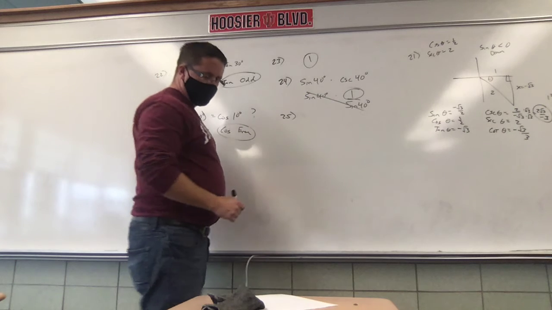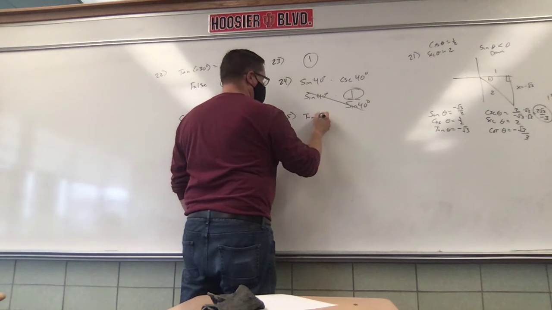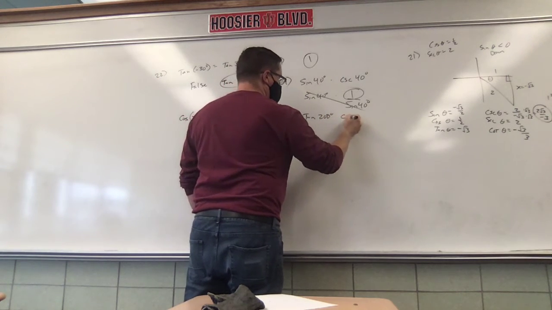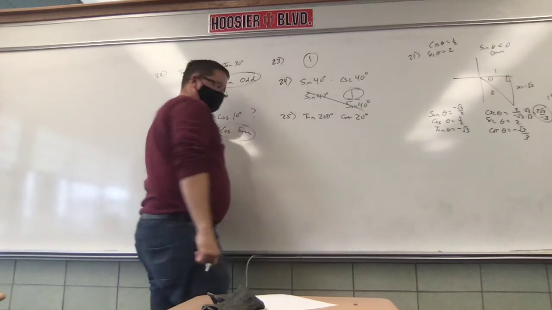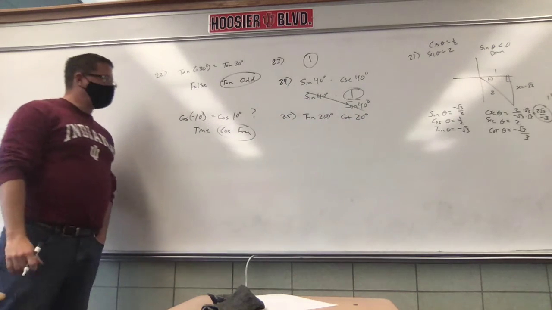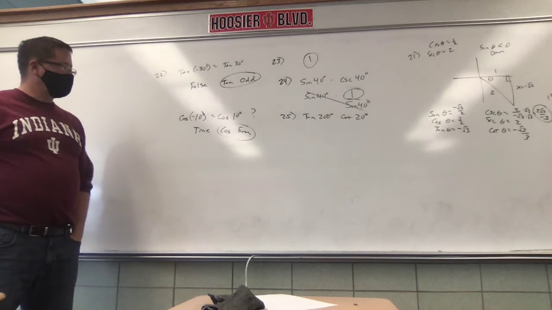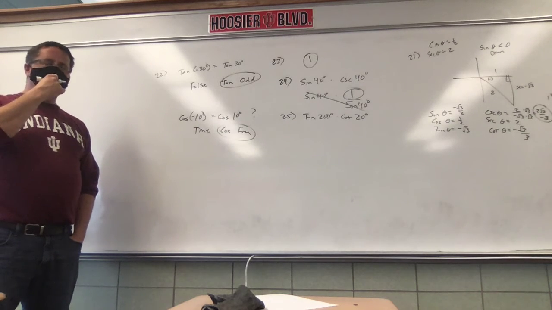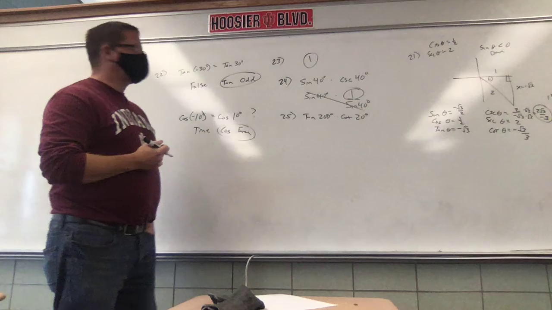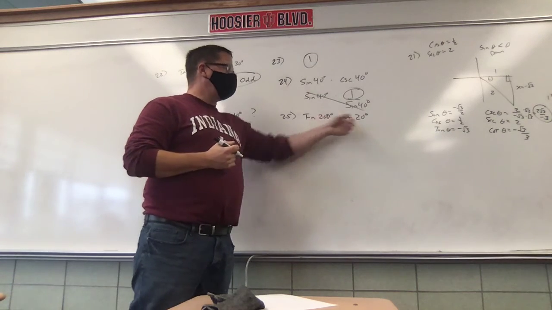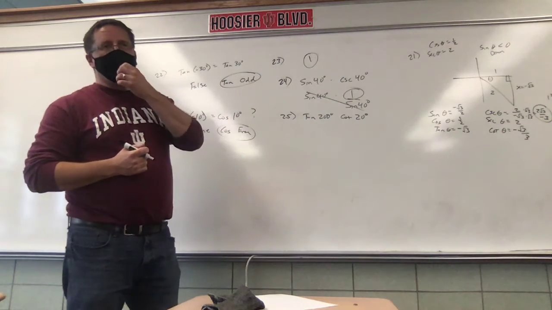Okay, tangent of 200, cotangent 20. Tangent of 200, cotangent of 20. Okay. Angles aren't the same. That's not good. We want them to be the same. How can I make them the same? Now be careful here. Some students say, well, if you divide this by 10, they're the same. Yeah, but you're changing the angle.